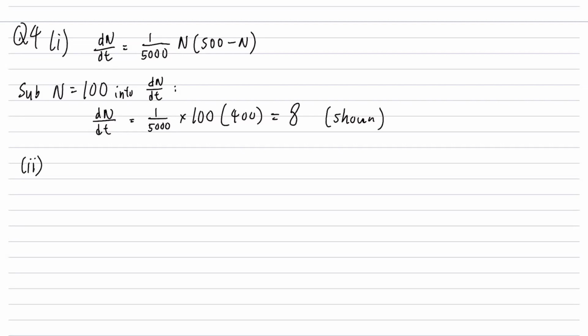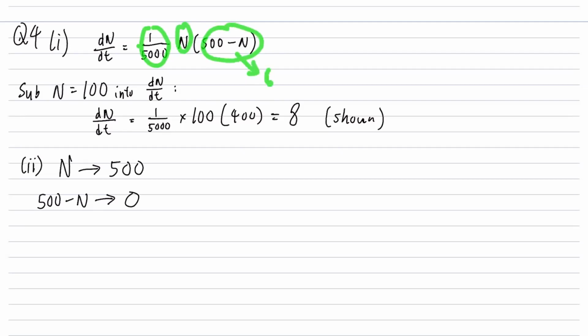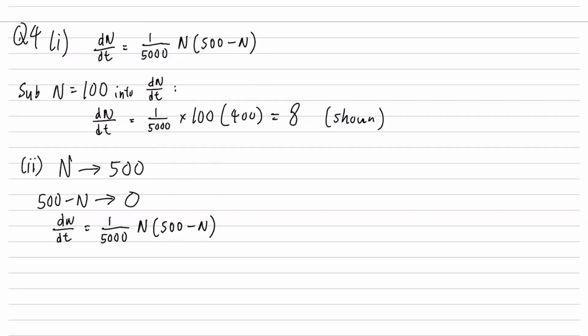Next, part 2. Describe and interpret what happens as n approaches 500. This one is a little bit challenging. As n approaches 500 means it's getting closer and closer to 500. What happens to 500 minus n? It becomes like 0. So you will write down arrow 0. It goes closer and closer to 0. Then if this is 1 over 5,000 times n times 500 minus n, if this guy goes to 0, what happens to the entire thing? Everything becomes 0. Exactly. So dn by dt approaches 0. That's all.